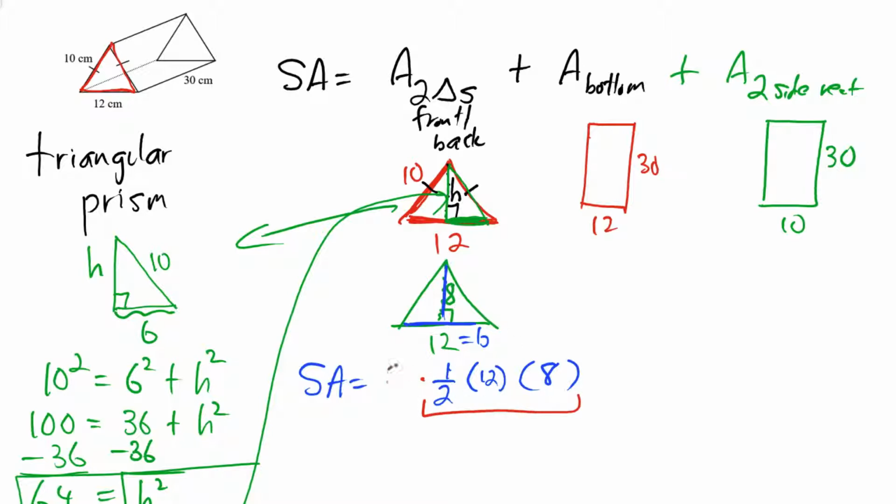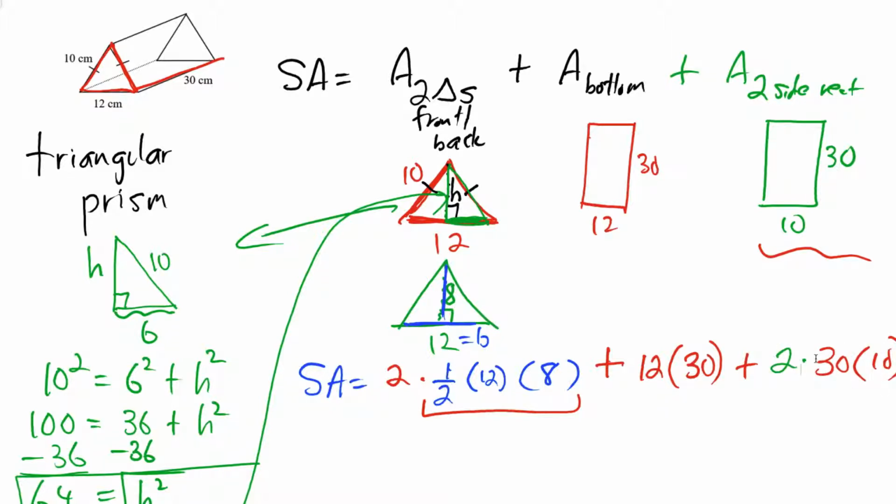area calculation by 2. Our bottom rectangle, there's only one of them of that dimension, 12 by 30, so we're going to have to multiply those. And for our two side rectangles, 30 by 10, we're going to have to go 30 times 10, and again there's two of those, so we have to multiply that by 2.